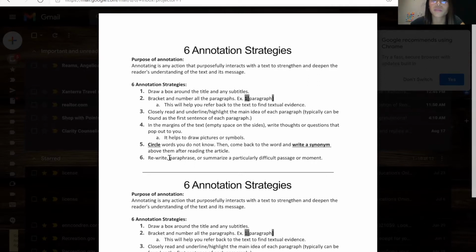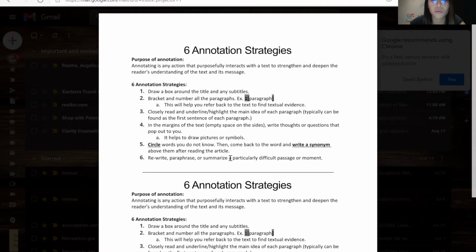Number 6, you're going to be rewriting or paraphrasing or summarizing a particularly difficult passage or moment. This can even be for each paragraph, okay? I am asking you to write a quick couple sentence summary for each paragraph that you read.